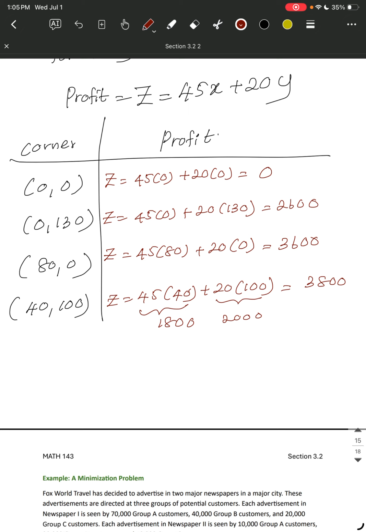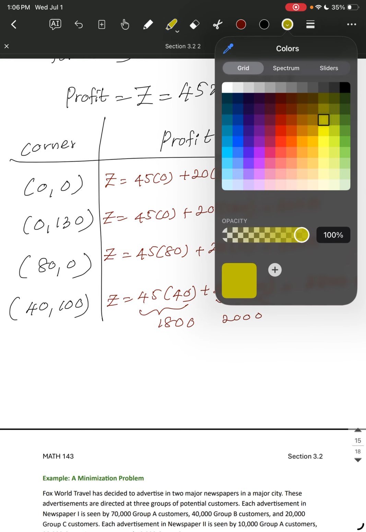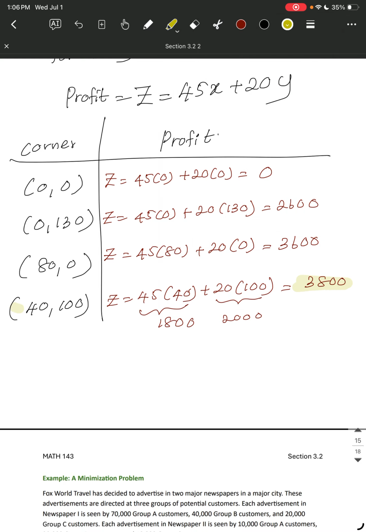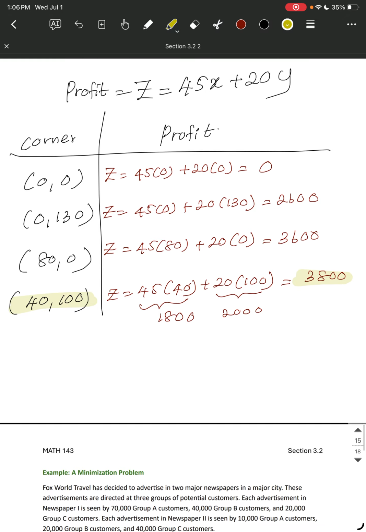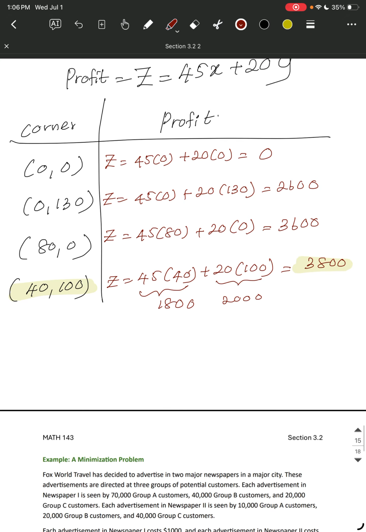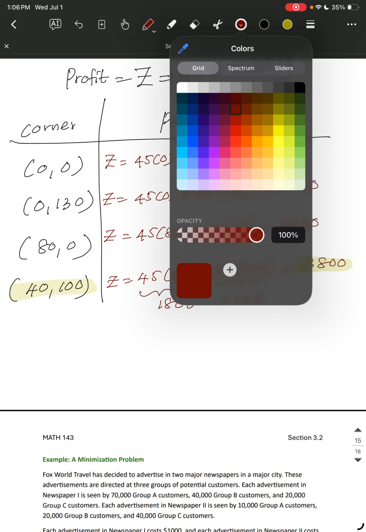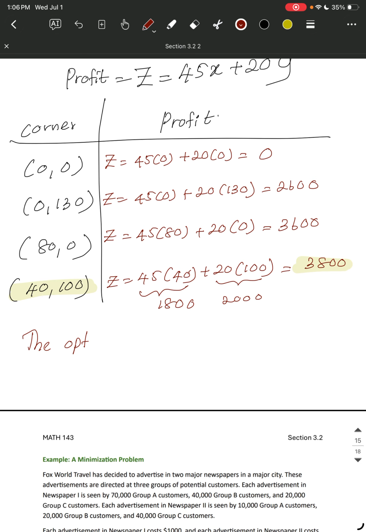So the optimal solution is 3800, which occurs at the corner point (40, 100). So that is the optimal solution: $3,800 at x equals 40 and y equals 100.